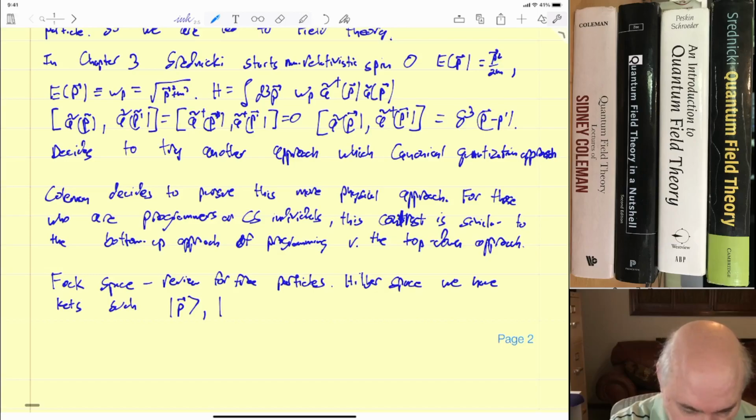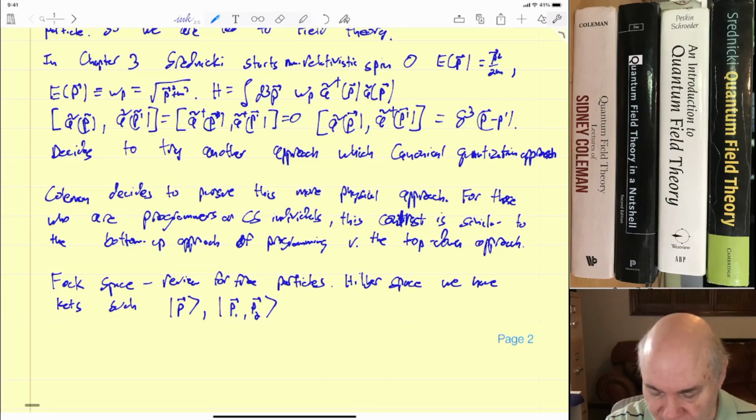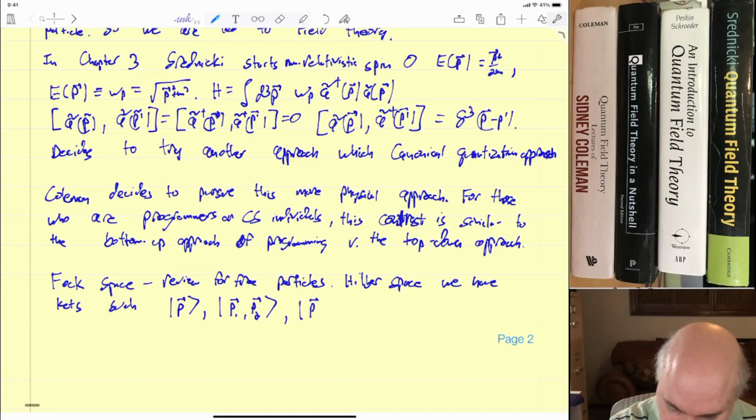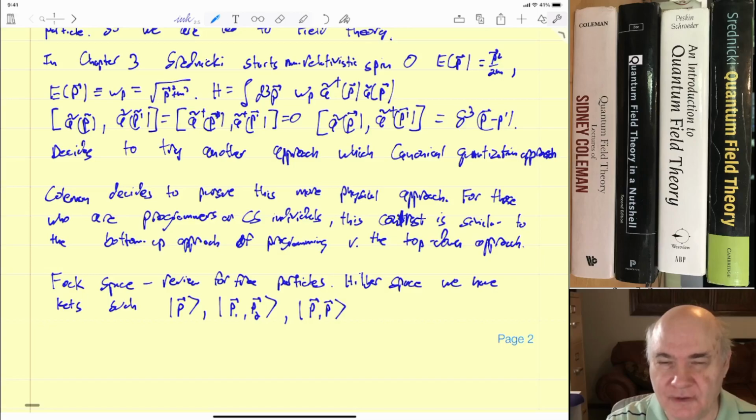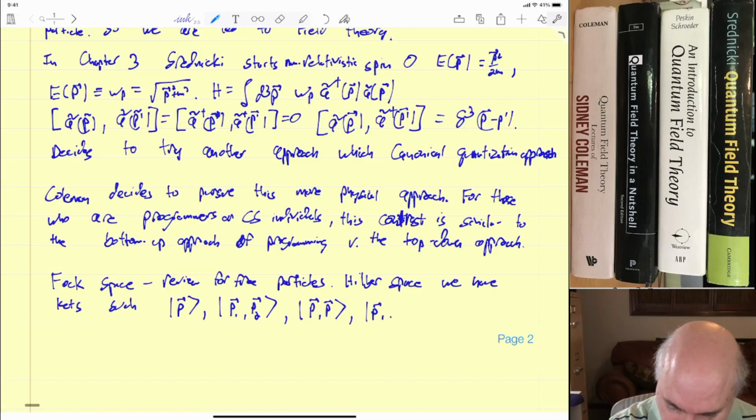Then we might have states which contain two particles, momentum p1 or momentum p2. Or it's possible to also have both have the same momentum. So it's like two particles in this state. I'm going to just deal with bosons here and indistinguishable particles, so the order won't matter. And we can go on. P1, P2, we could have a three-particle state.